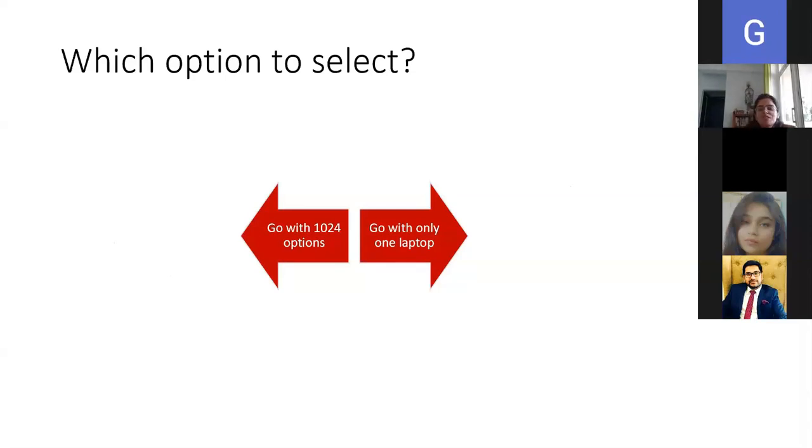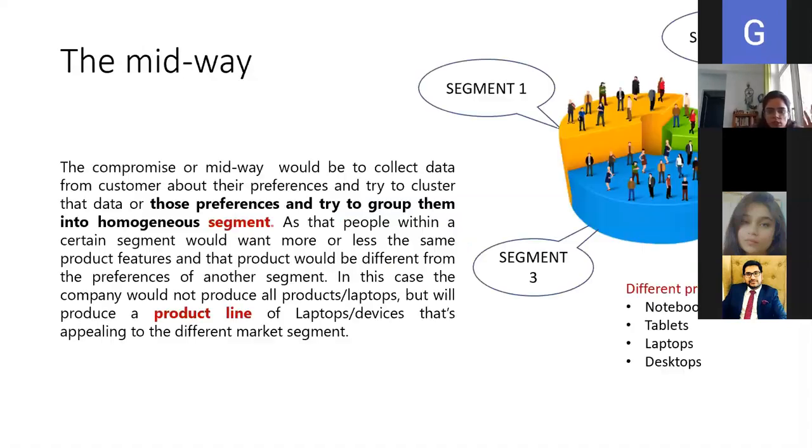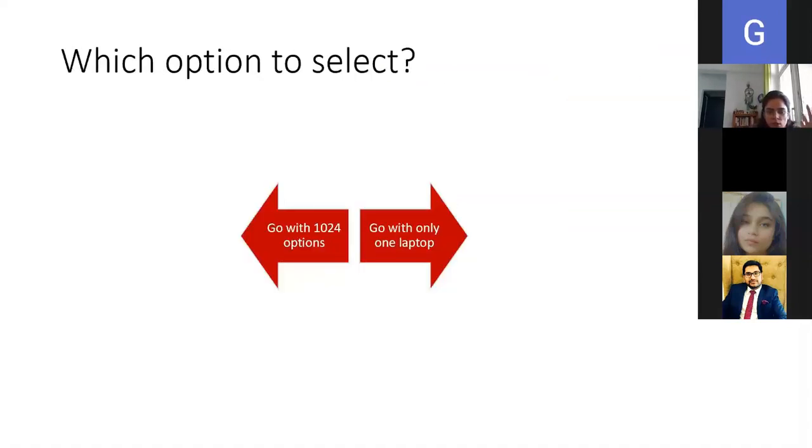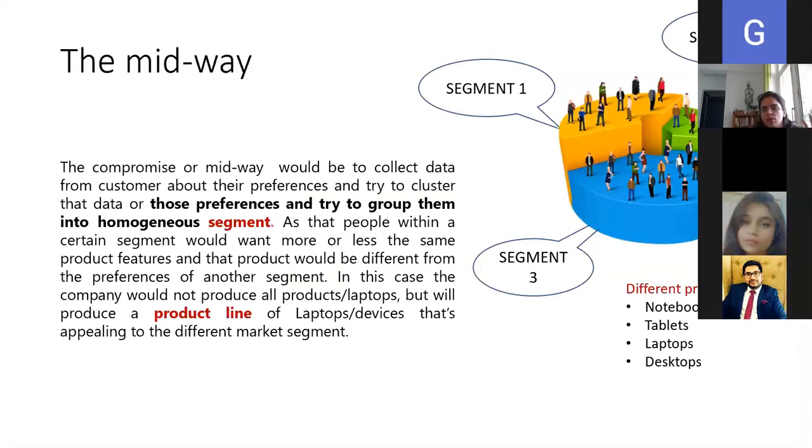That is the point, that we can't go with 1024 options of laptops. Imagine having an inventory of 1024 options. That is just options, and then how much inventory will you keep for each one? So you can't go with one option, one laptop, neither can you go with these 1024 options. So then there comes segmentation.